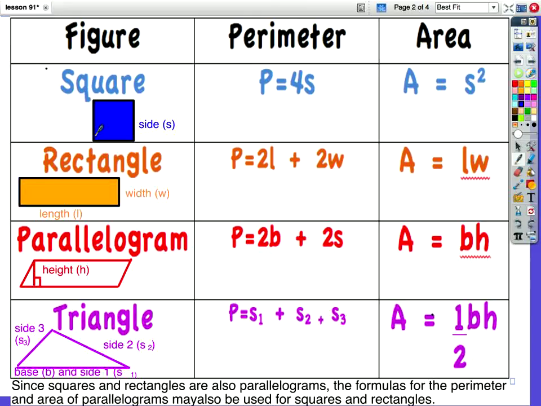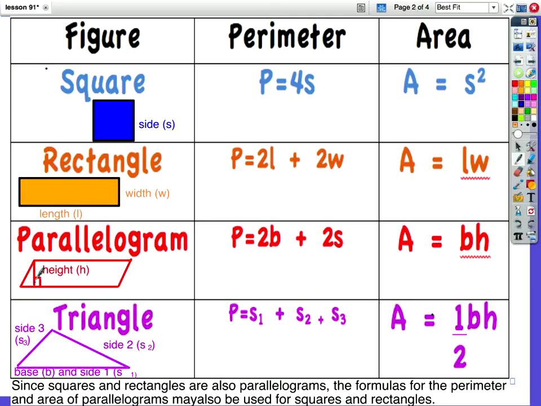Now if we look at the rectangle, we need to know the length and the width. So our perimeter is going to equal 2 times the length plus 2 times the width. Where our area for the rectangle, all we need to do is take the length times the width. Okay? Those are review.